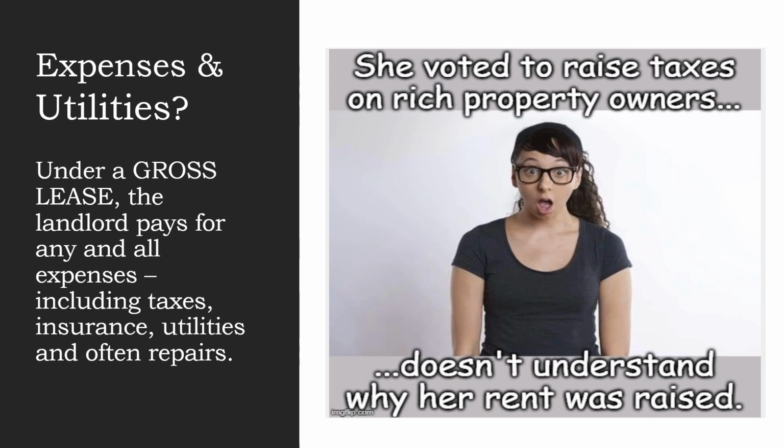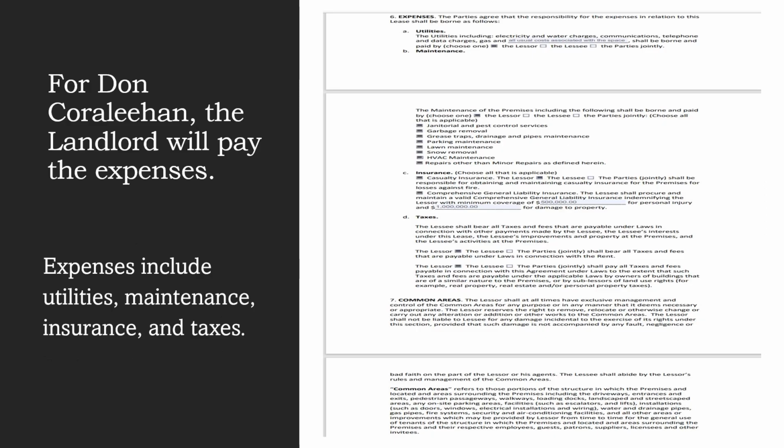Usually a landlord will pass on their property expenses to the tenant by including the expenses and utilities costs in the tenant's rent, or raising the rents as the expenses occur or increase. Under a gross lease, the landlord pays for any and all expenses, including taxes, insurance, utilities, and often repairs. For Don Curlehan's, the landlord will pay the expenses, including any utilities, maintenance, insurance, and taxes.